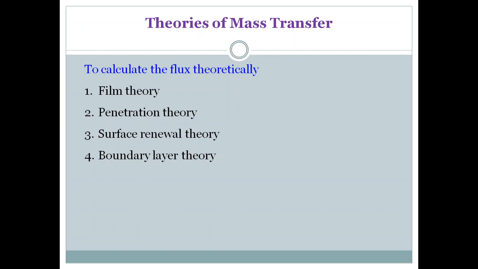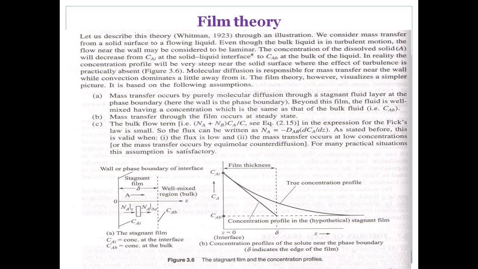There are 4 theories available. First one is film theory, second one is penetration theory, third one is surface renewal theory, and fourth one is boundary layer theory. Now, first one is film theory. What is film theory?